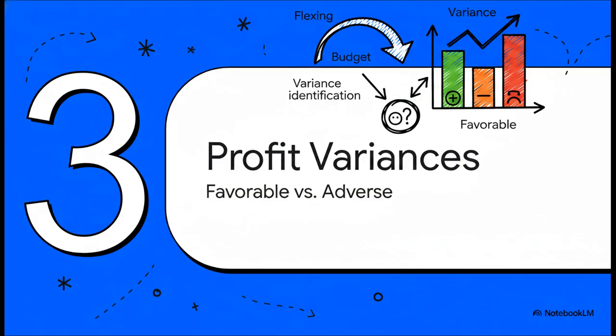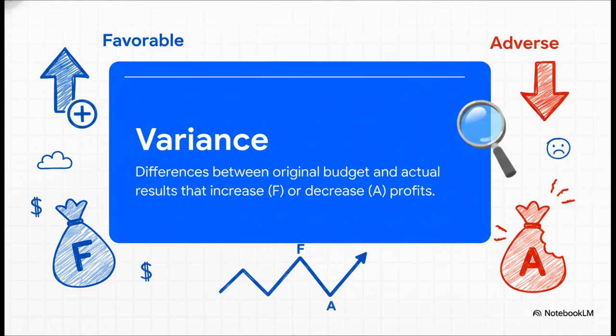Okay, moving right along to Section 3, impact of profit variances. Let's see what happens once our budget is properly flexed. Simply put, whenever your actual performance differs from your newly flexed budget, you generate a variance. And that variance either boosts or damages your bottom line. If actual costs are lower than your flexed allowance or revenues are higher, we call that favorable, with an F, and it pumps up your profit. If costs run too high, well, that's an adverse variance, an A, and it directly eats into your margins.